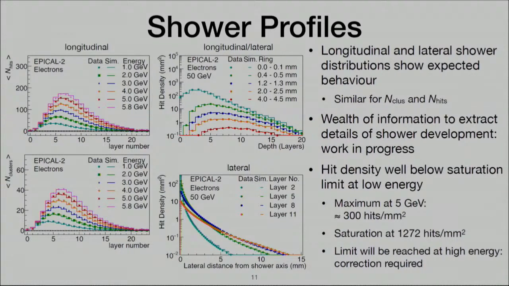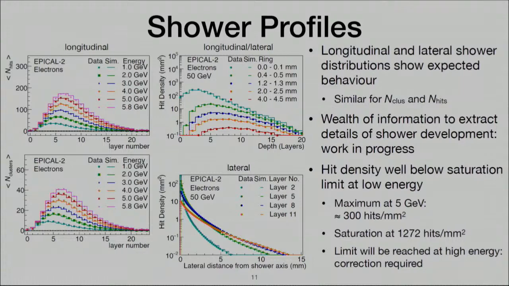So this, well, maybe first go here. These are the full lateral distributions at different depths of the detector, and you see the nice feature of a very narrow shower core in the early shower development, which gets broader and broader the further you go into the detector. And then you can combine this. This is the longitudinal profile for different rings around the shower center. And you see here how the maximum of the shower shifts depending on whether you sit in the core or in the periphery. We can do much more on this, and as I said, it has just started.